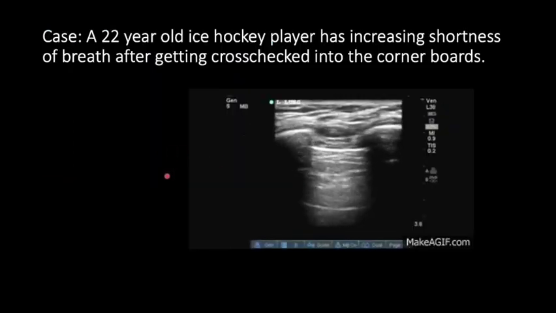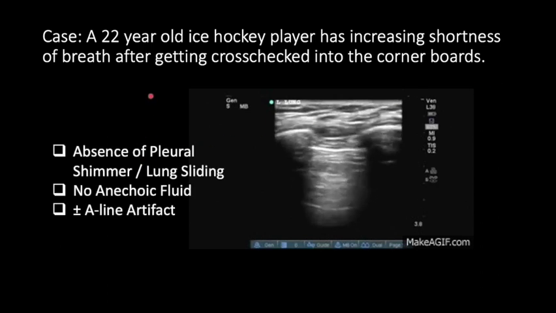So in this case, let's say we have a 22-year-old ice hockey player who has increasingly worsening shortness of breath after getting cross-checked into the corner boards, and we do a lung ultrasound, and here we see the pleural line, we see a rib, but we don't see that same shimmer underneath that we normally see. We don't see those ants marching along this pleural line. So this is very suspicious for a pneumothorax. Absence of the pleural shimmer, no anechoic fluid, but we still have A-line artifact present.